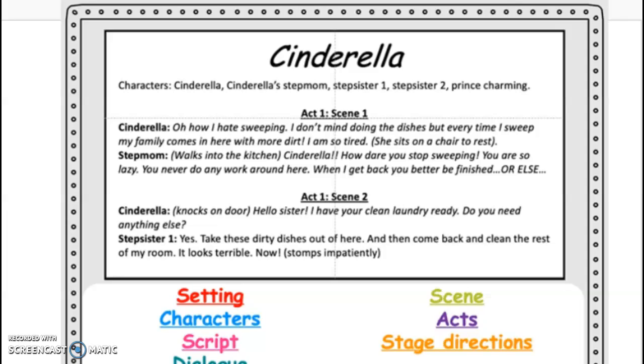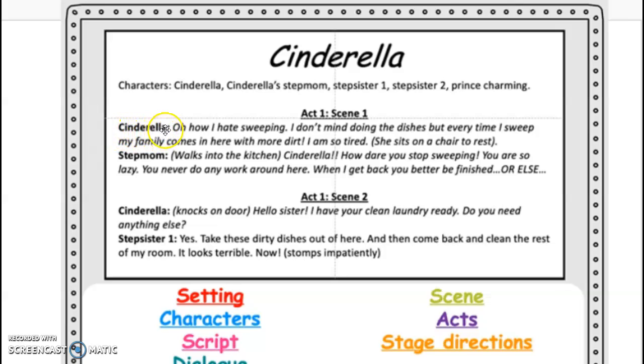Let's look at an example of a play. We're all familiar with Cinderella. Our characters are Cinderella, Cinderella's stepmother, stepsister 1, stepsister 2, and Prince Charming. We have our acts and our scenes. So Act 1, Scene 1.